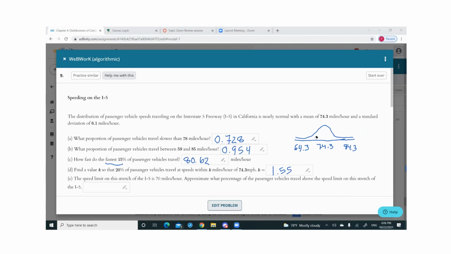Can you give me your mean and your standard deviation? My mean is 73.5, and the standard deviation is 6.7. And it's asking for the fastest 5%? Okay.